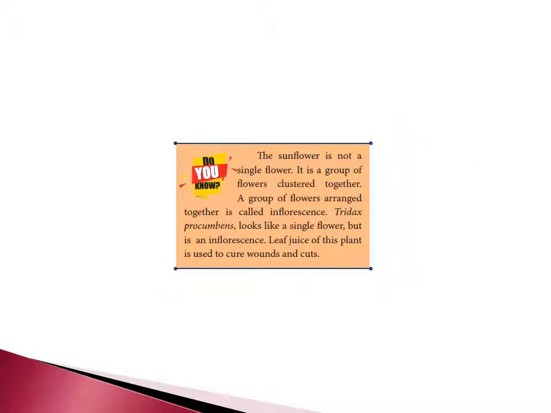Do you know, the sunflower is not a single flower, it is a group of flowers clustered together. A group of flowers arranged together is called inflorescence. Tridax procumbens looks like a single flower, but is an inflorescence. Leaf juice of this plant is used to cure wounds and cuts.